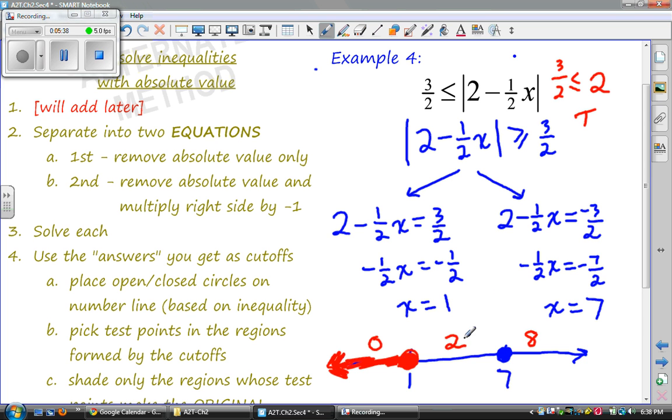Then I would do the same thing with 2 and with 8. Rather than spend all that time doing that, you can try that on your own. If you plug 2 in, you should find that the inequality is not true. If you plug 8 in, the inequality should be true. So we already have a closed circle here, and I am going to shade the region that 8 came from. And for the time being, you're just going to have to trust me.